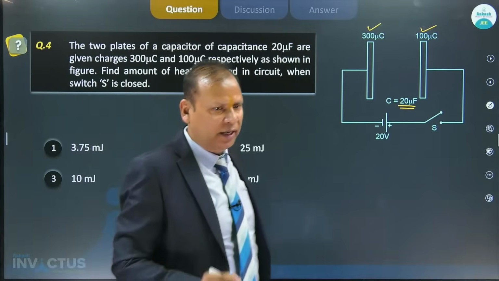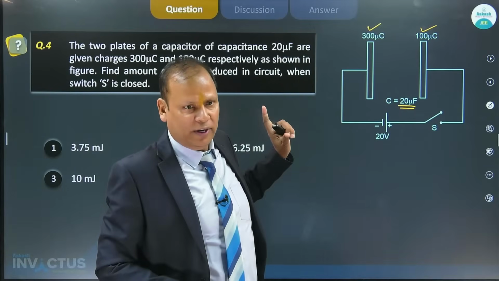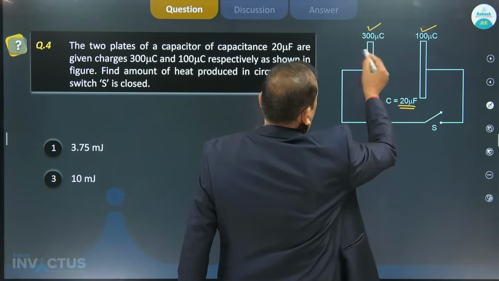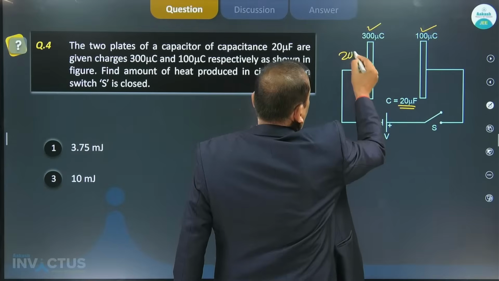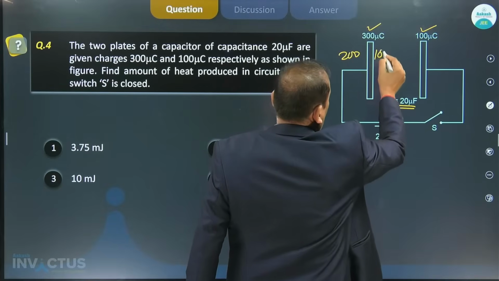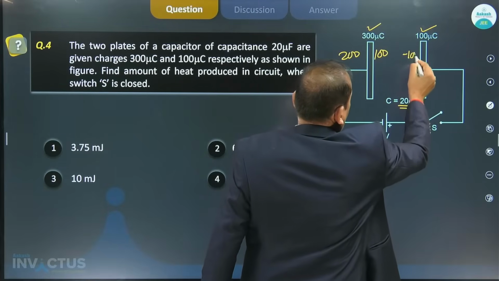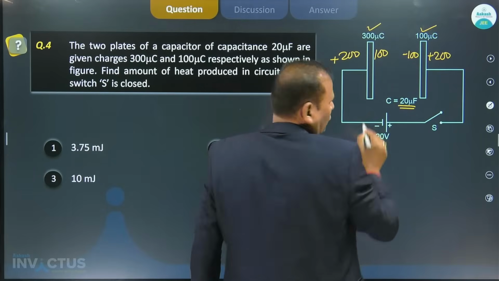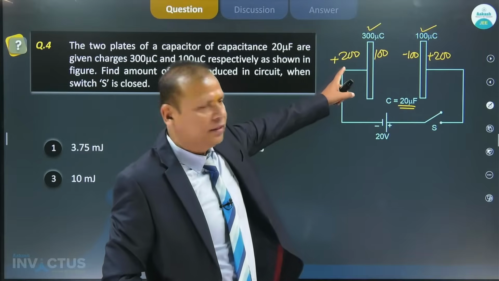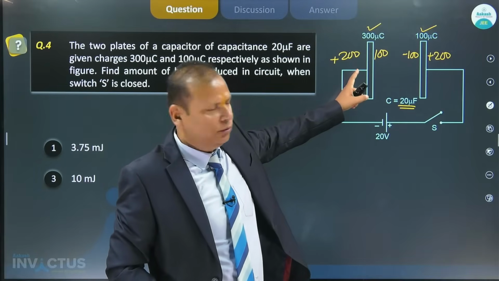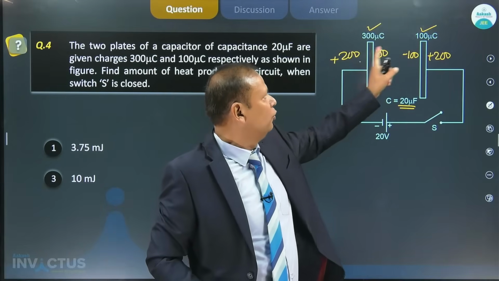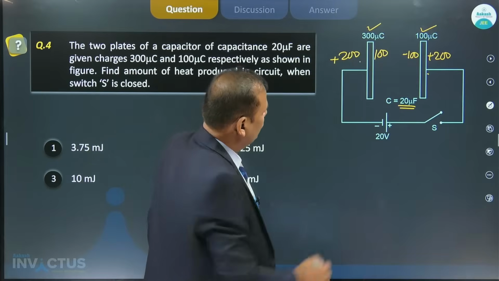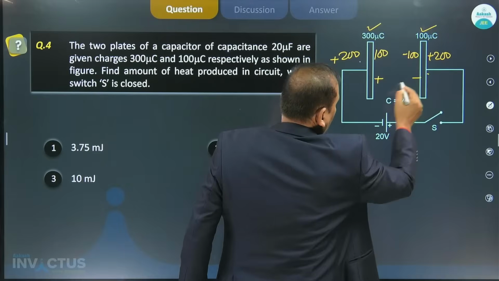So let's analyze what is there initially. The charge distribution will be here 200, 100, minus 100, plus 200. You know, outside of the plate, the charge will be Q1 plus Q2 by 2, Q1 plus Q2 by 2. The remaining charge is here. So this is plus, this is minus.